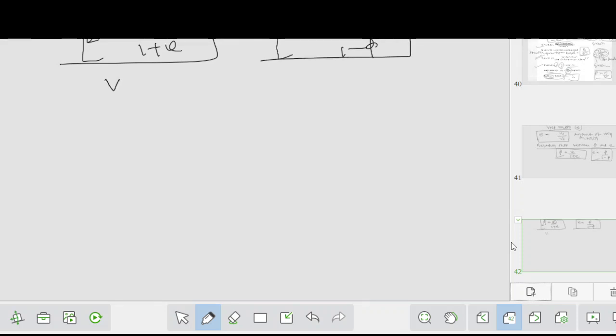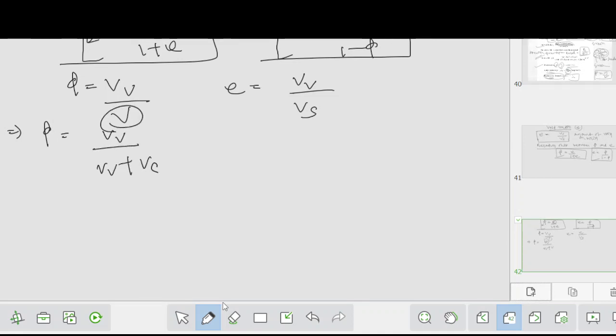What do you mean by porosity? Phi equals volume of void by bulk volume. What is void ratio? Are you getting my point? Bulk volume I can write as volume of void plus volume of solid. Yes or no? Yes or no? Tell me something.